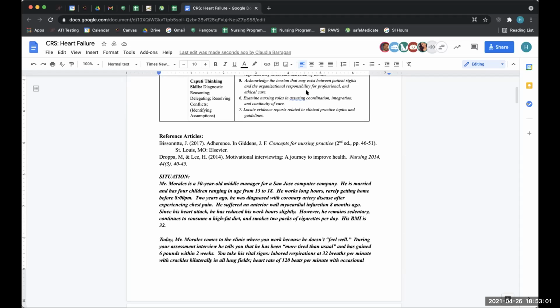He did suffer an MI 8 months ago in the anterior wall of the heart. Since his heart attack, he has reduced his work hours slightly. However, he remains sedentary, continues to consume a high-fat diet, and smokes 2 packs of cigarettes per day. And he has a BMI of 32.